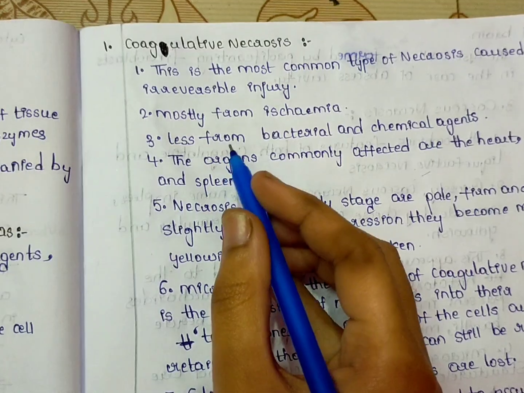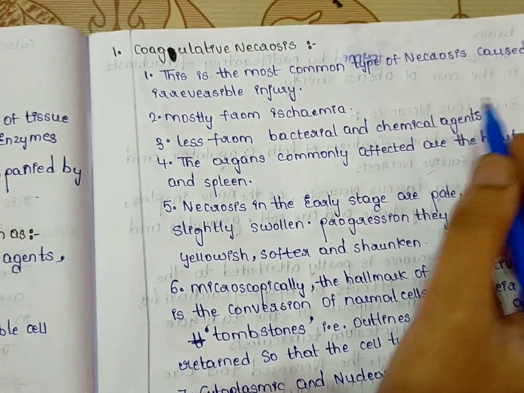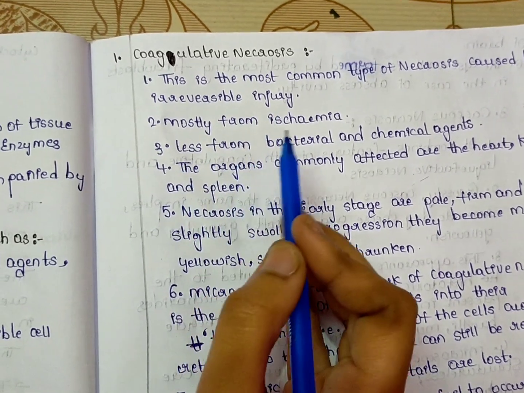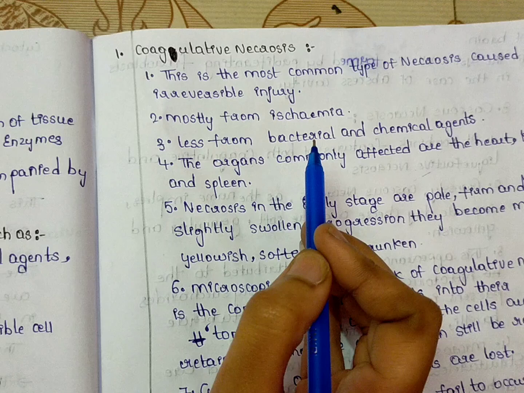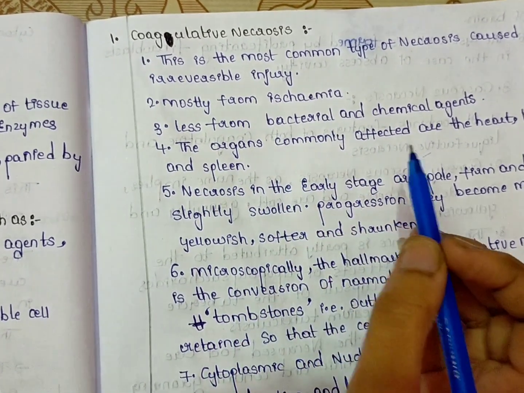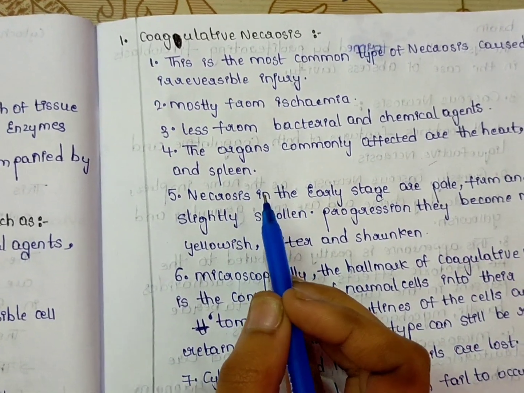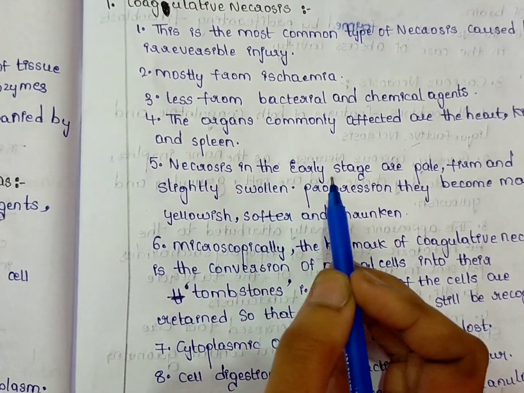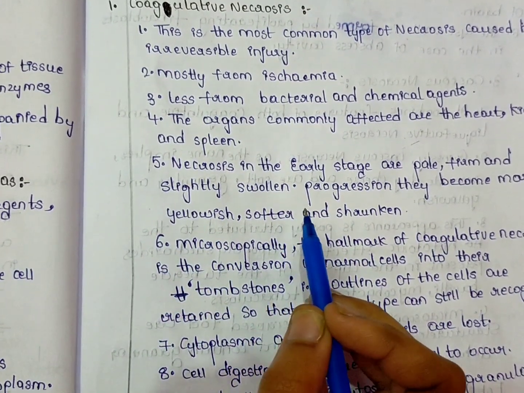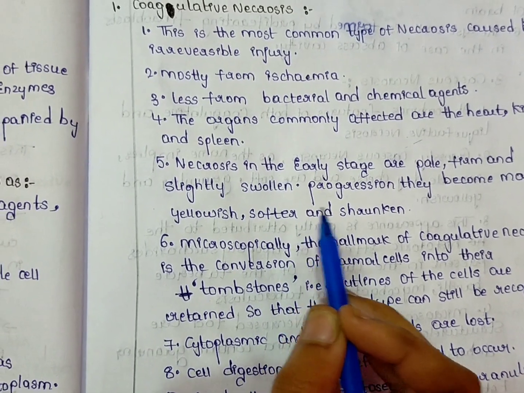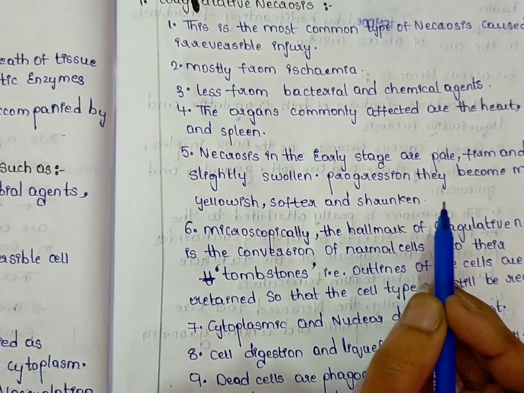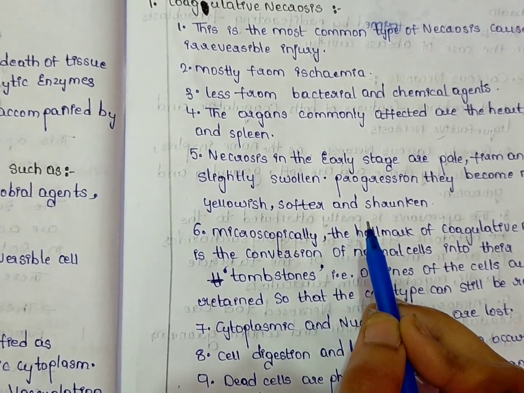Coagulative necrosis is the most common type of necrosis caused by irreversible injury, mostly from ischemia, less from bacterial and chemical agents. The organs commonly affected are heart, kidney and spleen. Necrosed areas in the early stage are pale, firm and slightly swollen. With progression, they become more yellowish, softer and shrunken.